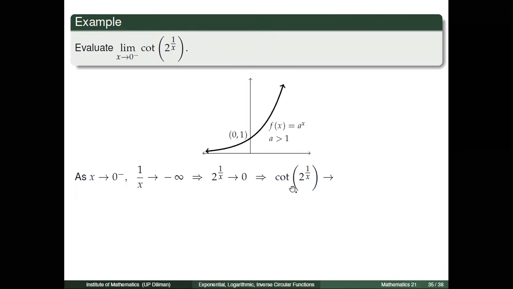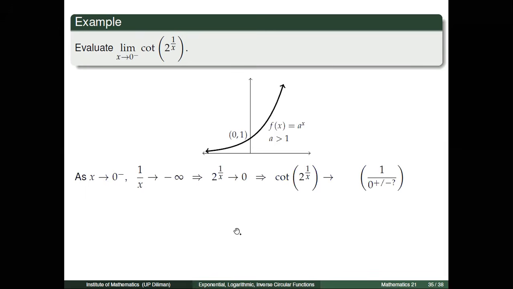So, cotangent of 2 to the 1 over x approaches cosine 0 over sine 0. But cosine of 0 is 1 and sine 0 is 0. So, this limit is going to be infinite. And we need to determine whether the denominator approaches 0 through positive or negative values. So we need further information.